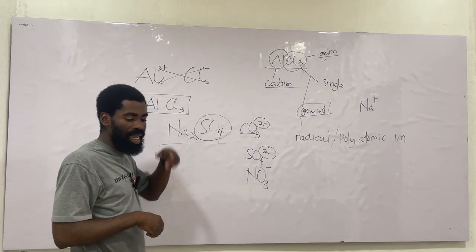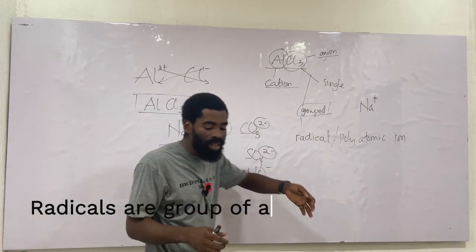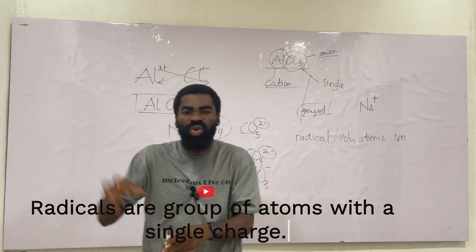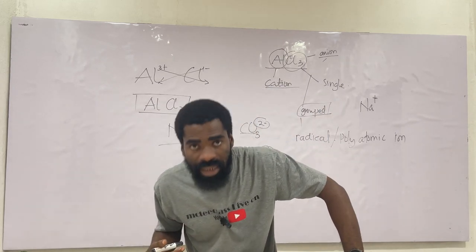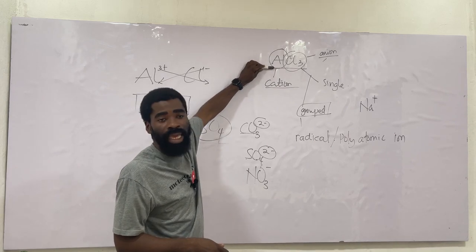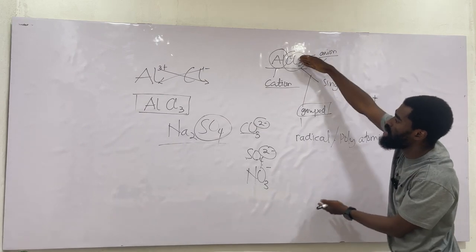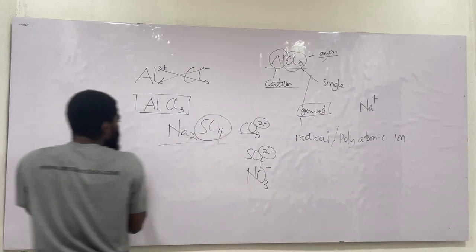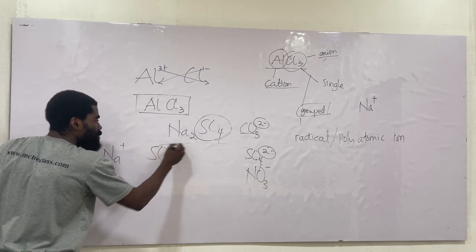Before we can write down their names, these are the things you have to know: what radicals are. Radicals are a group of atoms with a single charge. The point I'm making is that in a compound we have two parts: the cation part and the anion part. The cation part is always a positively charged particle, which is the Al we have here. But the anion can either be a single one, like chlorine here, or at times it can be grouped like that. I hope you get the point I'm making. The formation of this compound is basically from Na+ and SO4 2-. So this is how it was formed.